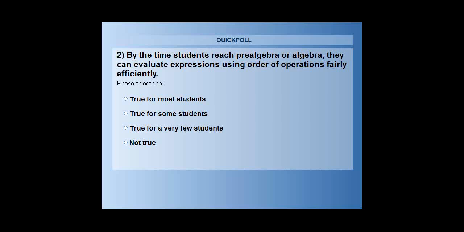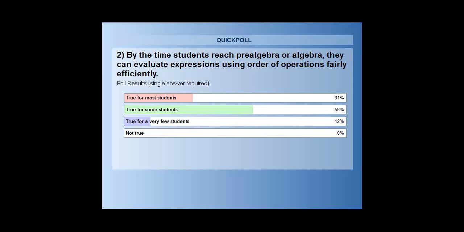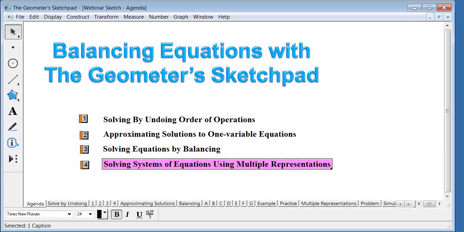And then let's share the results. I'm trying not to talk while I'm doing this. So it looks like, interesting, the first 2. Most students, not every student, but most students are pretty efficient. It is something that we focus on in elementary and middle school, so by the time they get to pre-algebra, algebra, you may have to do a little reteaching, but for the most part, they're coming to you with a fairly good understanding of order of operations.